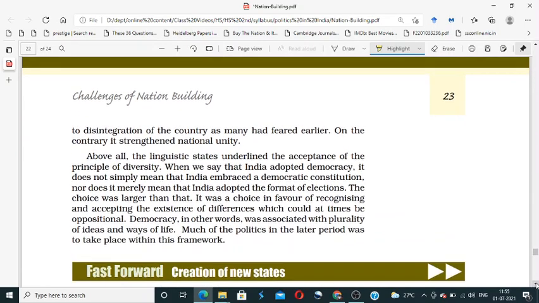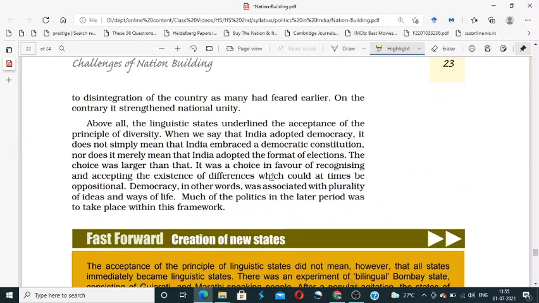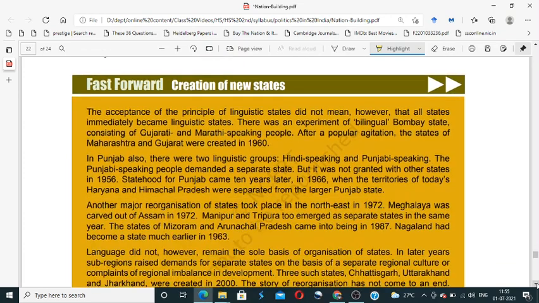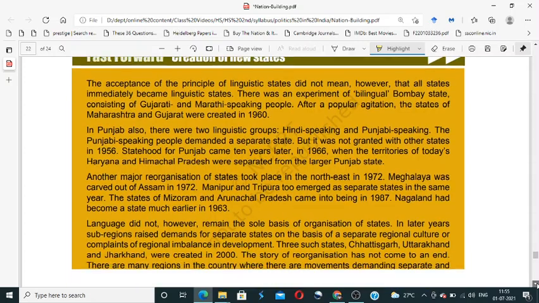So above all, we can say that linguistic states underline the acceptance of the principle of diversity. When we say that India adopted democracy, it does not simply mean India embraced a democratic constitution, nor does it merely mean that India adopted the format of elections. No, the choice was larger than that. It was a choice of recognizing and accepting the differences of the people. So India recognized the differences of the people, and it tried to accommodate all those kinds of diversities. As you can see, a lot of states were created.